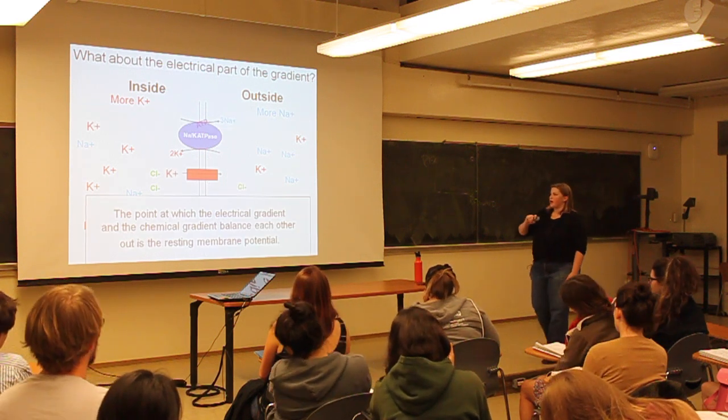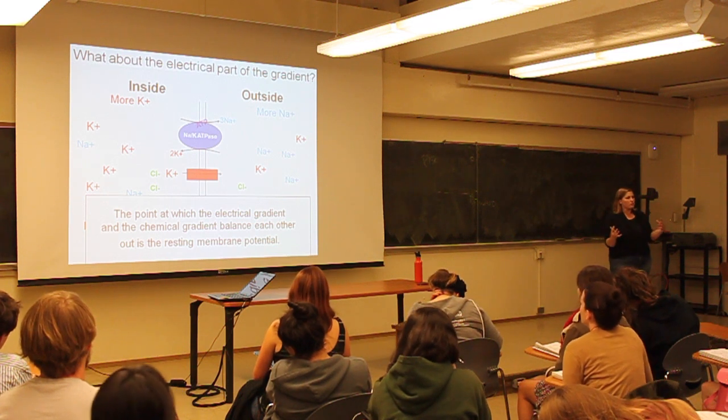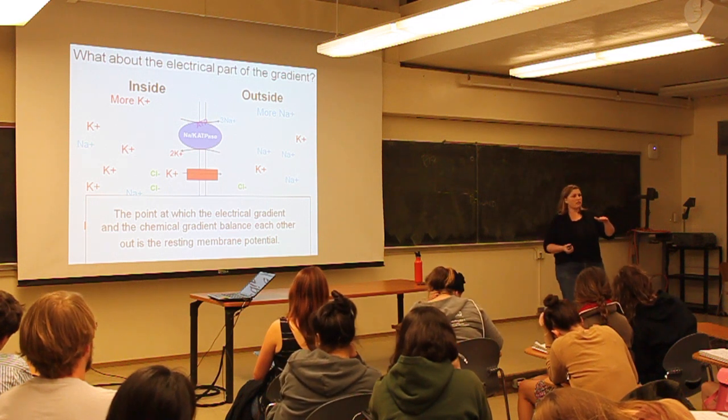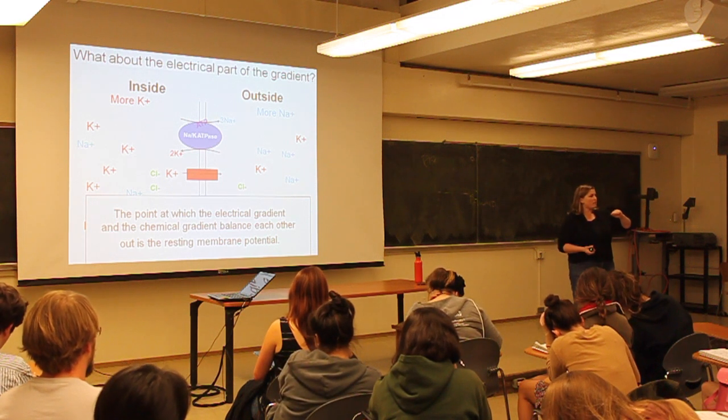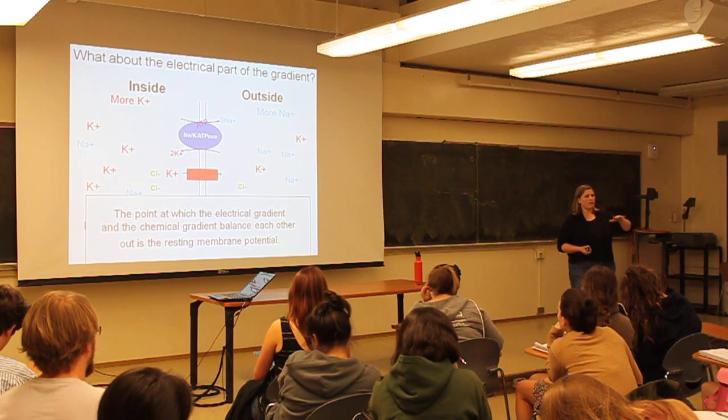So this is what I was just saying. The point at which the electrical gradient and the chemical gradient are balanced out is the resting membrane potential. Okay? And again, what are the numbers I gave you for resting membrane potential? Negative 60 to negative 80. Okay?